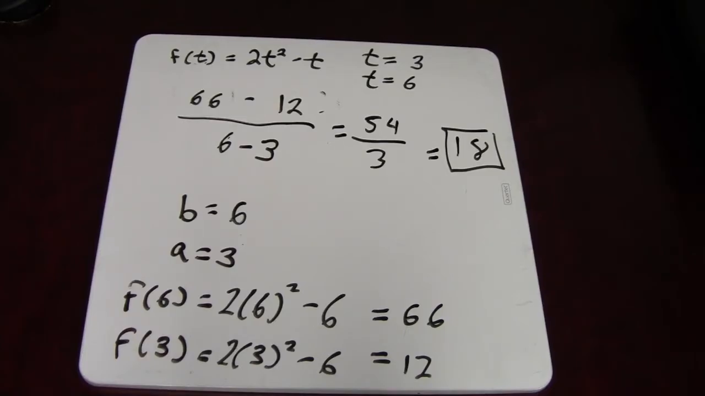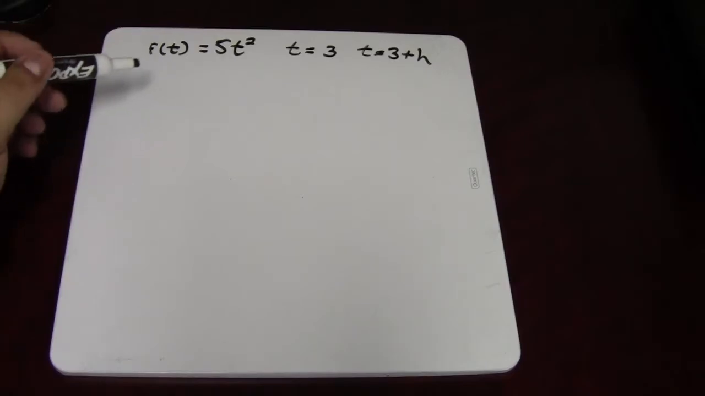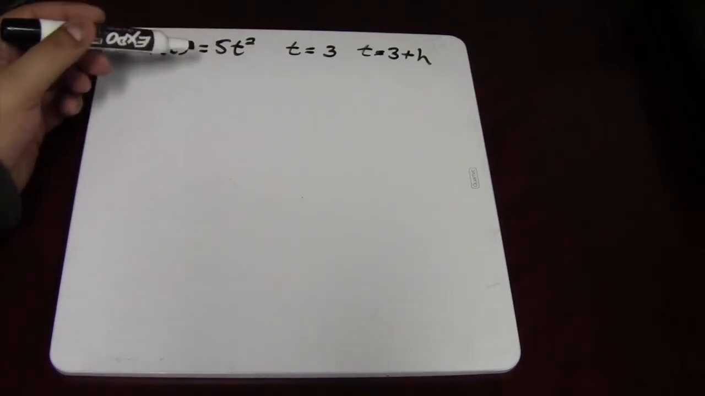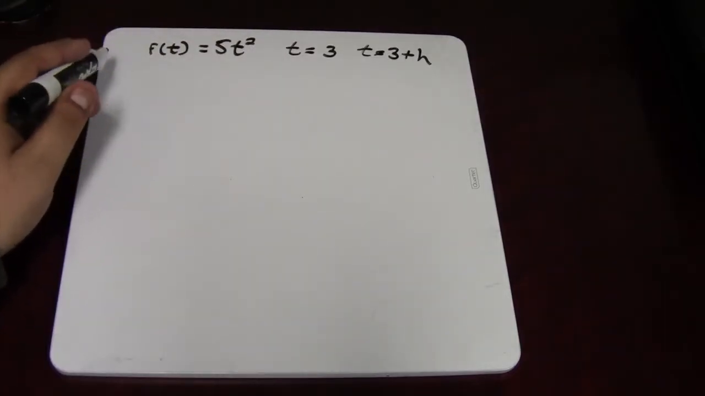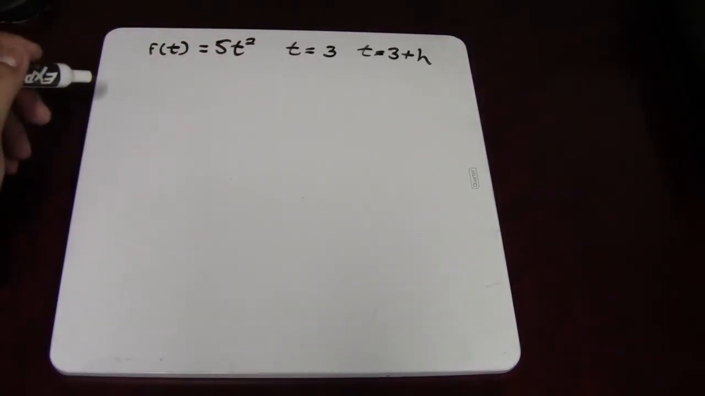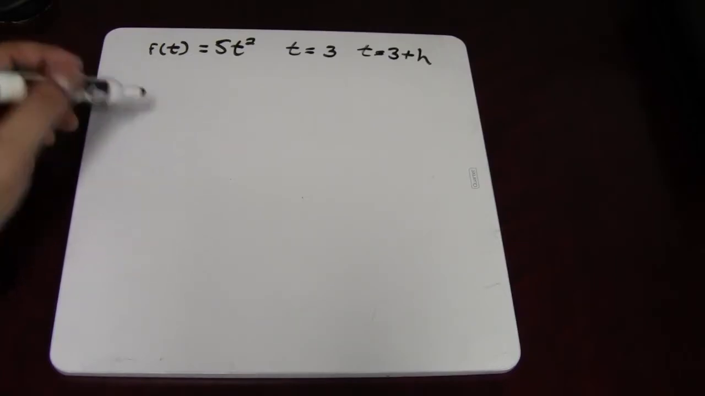Let's take a look at another one. All right, here's another example of the rate of change. In this case, the difference is that one of our t's has a plus h in it. You do this the exact same way. Remember, it's f of b minus f of a over b minus a.